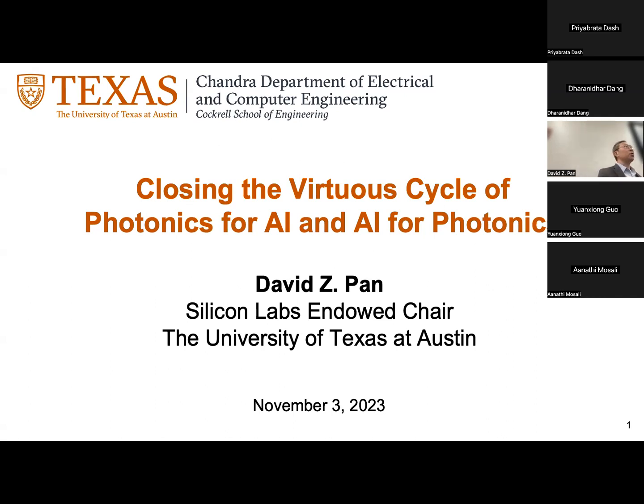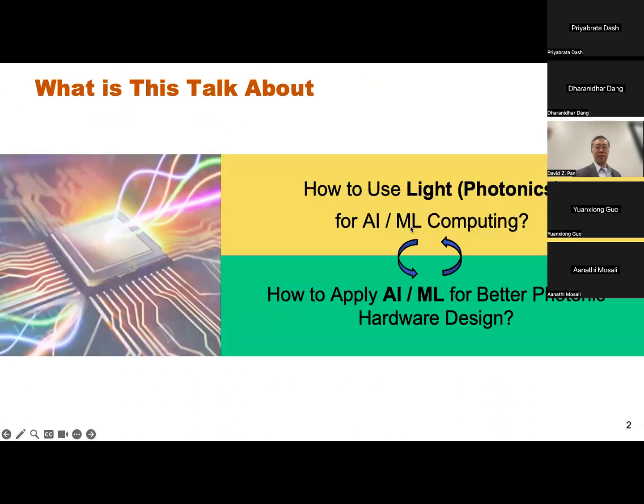So what I'm going to talk about today is closing the virtuous cycle of photonics for AI and AI for photonics. It's not working. Just give me a second. All right, now it works. My talk covers how light, or photonics, can serve AI and machine learning computing workloads, and meanwhile, how we can use AI and machine learning to help build better photonics hardware, okay?